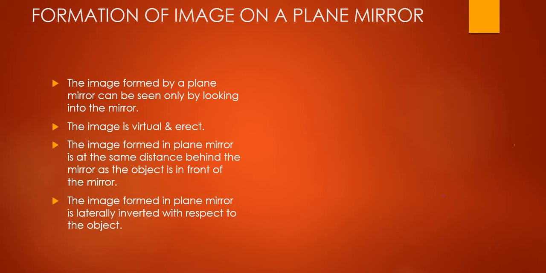Number 3 is the image formed in a plane mirror is at the same distance behind the mirror as the object is in front of the mirror, which means that the object and the image are at equal distance from a plane mirror, but they are on the opposite sides of the plane mirror, right? The image formed in a plane mirror is laterally inverted with respect to the object. Now, what is the meaning of this statement? When an object is placed in front of a plane mirror, then the right side of the object appears to become the left side of the image, and the left side of the object appears to become the right side of the image. This phenomenon is called lateral inversion.